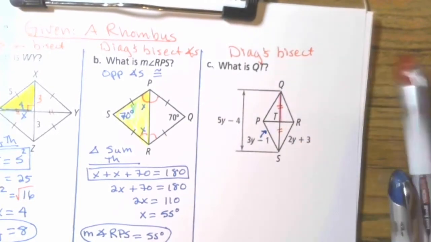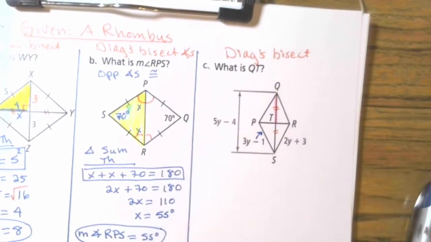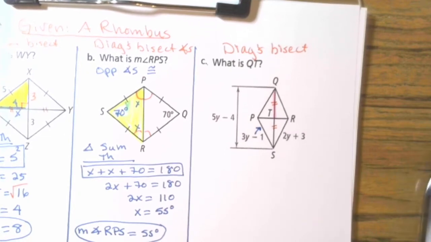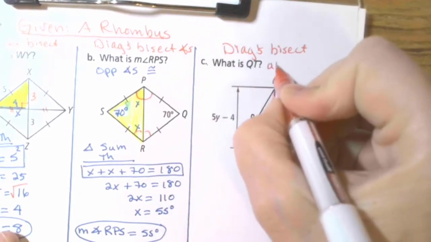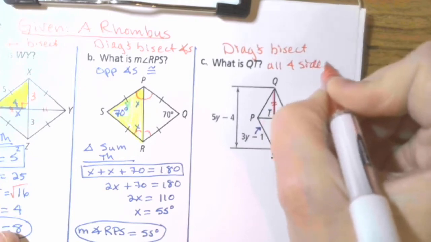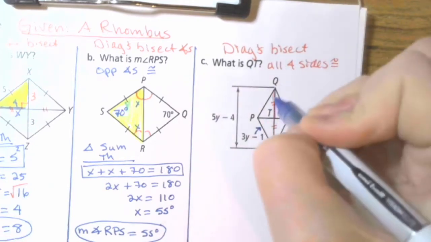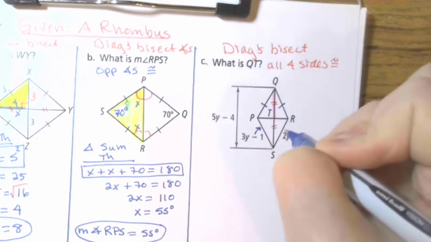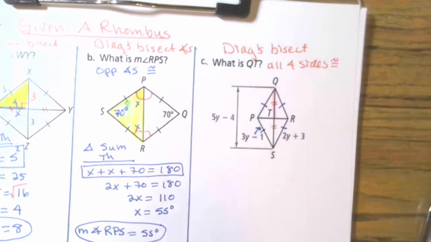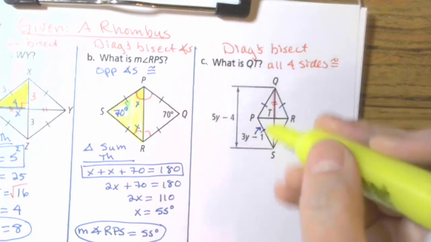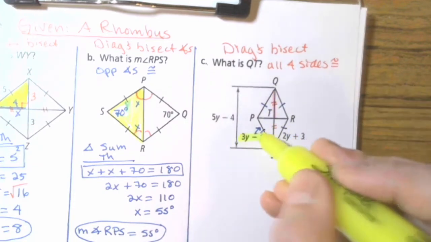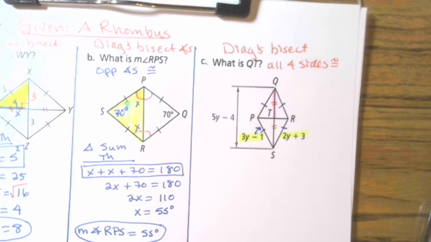So what do we know about rhombuses? We know that diagonals bisect. We also know that all four sides are congruent. That would be the definition of a rhombus, which means QP, QR, RS, and PS are the same. So if I'm looking for y, which I need to get that length, I can use those two expressions to make an equation.